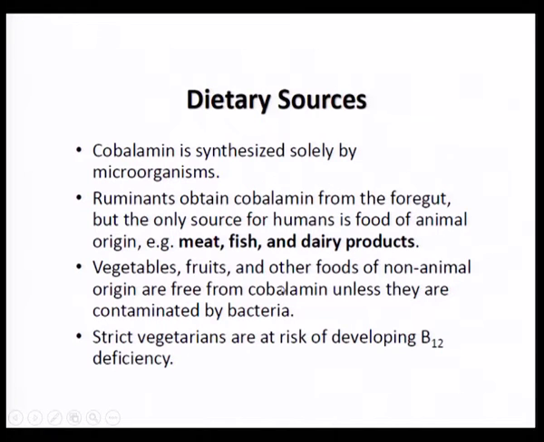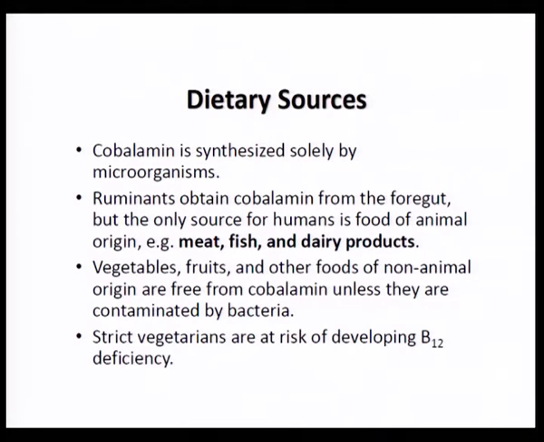So you do have vegetables, fruits and other foods of non-animal origin that are free from cyanocobalamin unless they are contaminated by bacteria. So it means what? Inherently these foods don't have it, but if they have a kind of symbiotic relationship with bacteria, or if they themselves have been a source for bacteria to grow, in such cases, yes, they can, but that's not a stable source.